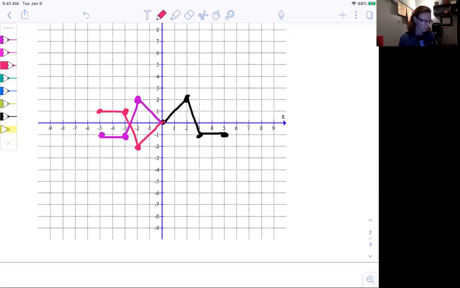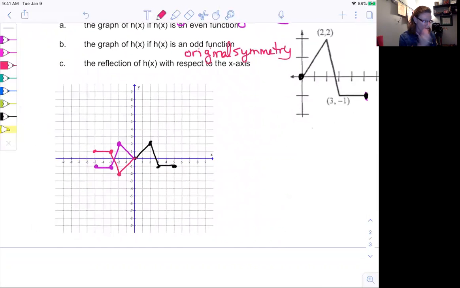The last one says we want to show a reflection with respect to the x-axis. So again, if it's flipping over the x-axis, what's happening with the graph? Well, the y values become negative. Let's do that in a different color. I'll go with blue. I need to make the y values negative if it flips over the x-axis. So again, if I look at this point, I have 2, 2. X is staying the same. It's flipping over the x-axis, so it's going to be 2, -2.